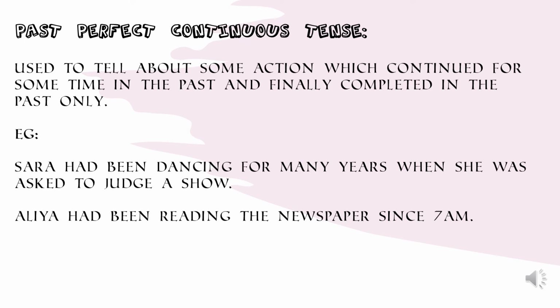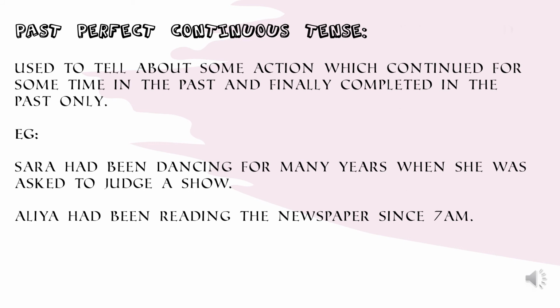Past perfect continuous tense is used to tell about some action which continued for some time in the past and finally completed in the past only. Example: Sarah had been dancing for many years when she was asked to judge a show. Second, Alia had been reading the newspaper since 7 a.m. So you know that past perfect continuous shows an action which continued for some time in the past and finally completed in the past only.